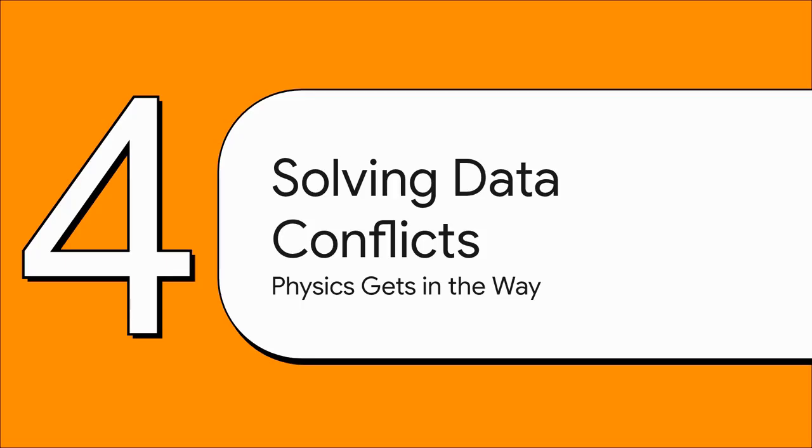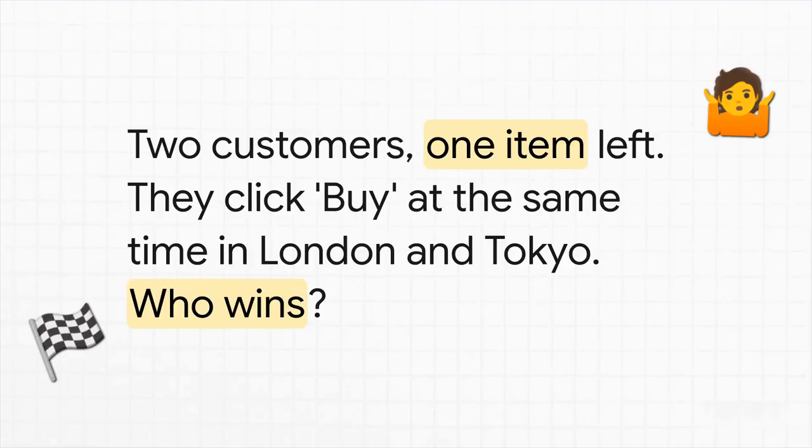But what happens when our super fast system creates a problem? What if two people in totally different parts of the world try to buy that last sneaker at the exact same moment? This is it, the ultimate stress test. We've got one sneaker left. Someone in London clicks buy, and their request shoots off to the Azure database in Europe. At the same time, someone in Tokyo clicks buy, and their request goes to the Google Cloud database in Asia. But remember our architecture? Neither of those is our primary write database. So, who gets the sneaker?